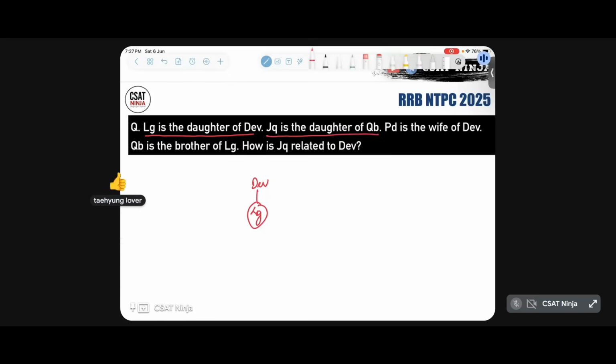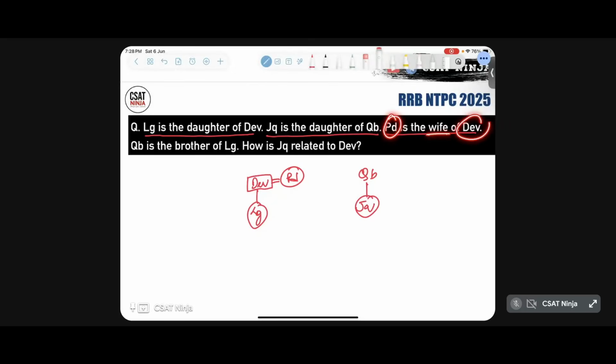JQ is a daughter of QP. I don't have any relation, so I'll just write here: JQ is the daughter of QB. Next one. BD is a wife of Dave, so Dave is the husband. Why? Because BD is a wife of Dave.